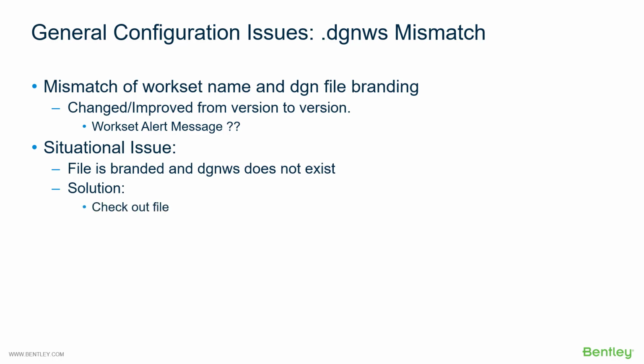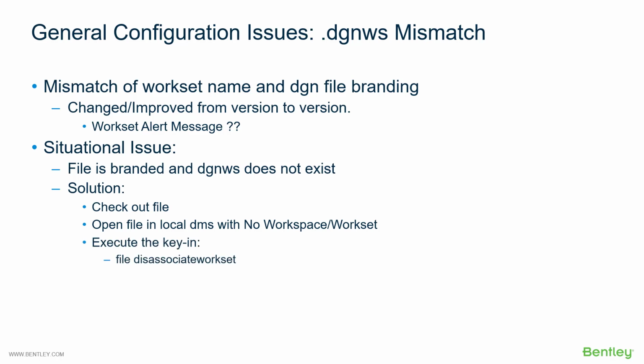First, you check out the file. You open the file directly in the local DMS folder with no workspace and no workset. Run the key-in file disassociate workset. Then either key in file save or select save settings from the menus. This will clear up the mismatch message.